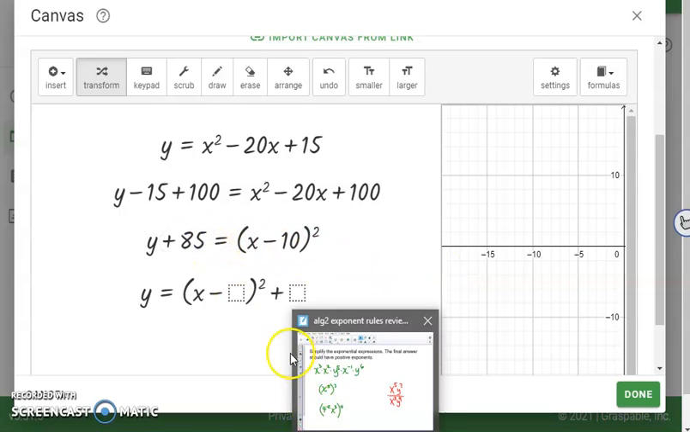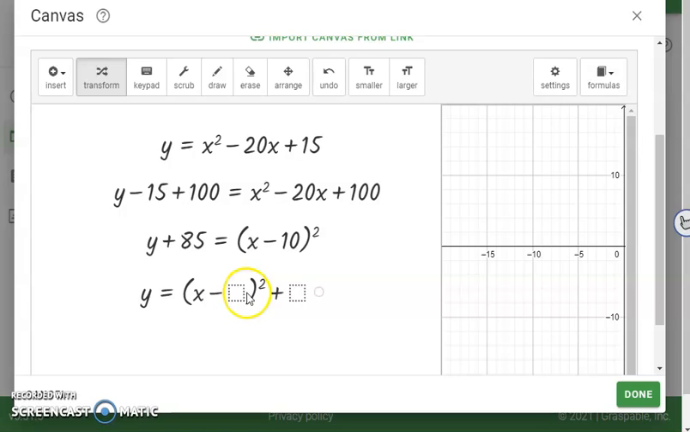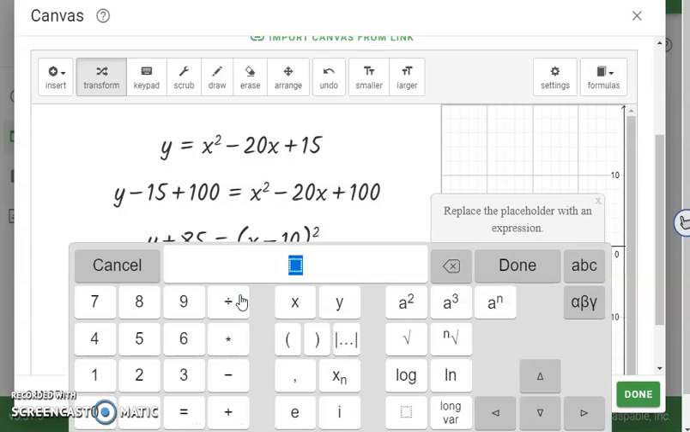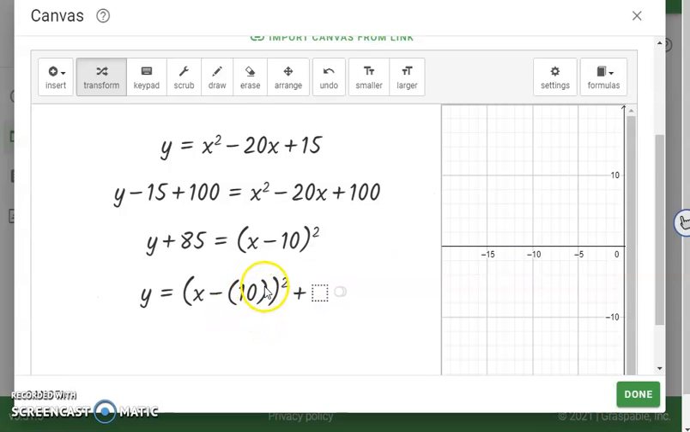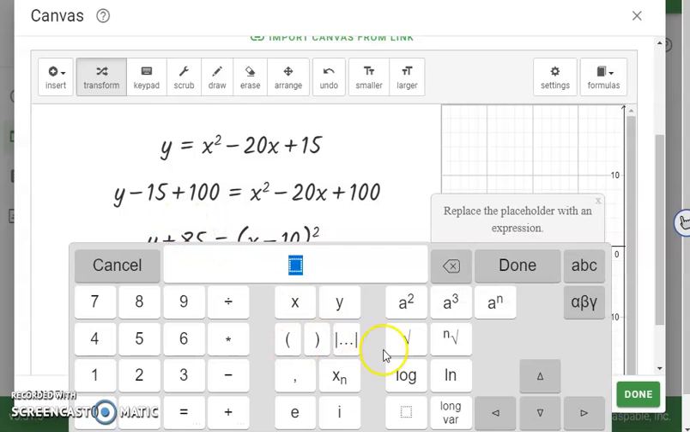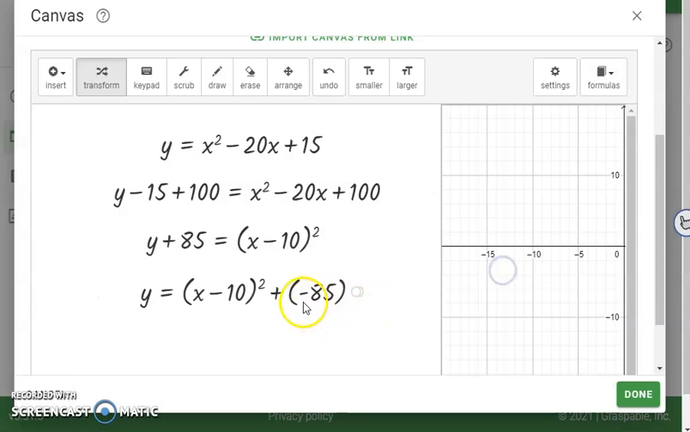And then the last step is our vertex form, which means we've completed the square. So again, this is going to be a minus 10. And then the plus 85 on the other side becomes a negative 85. And again, we can also make that subtraction.